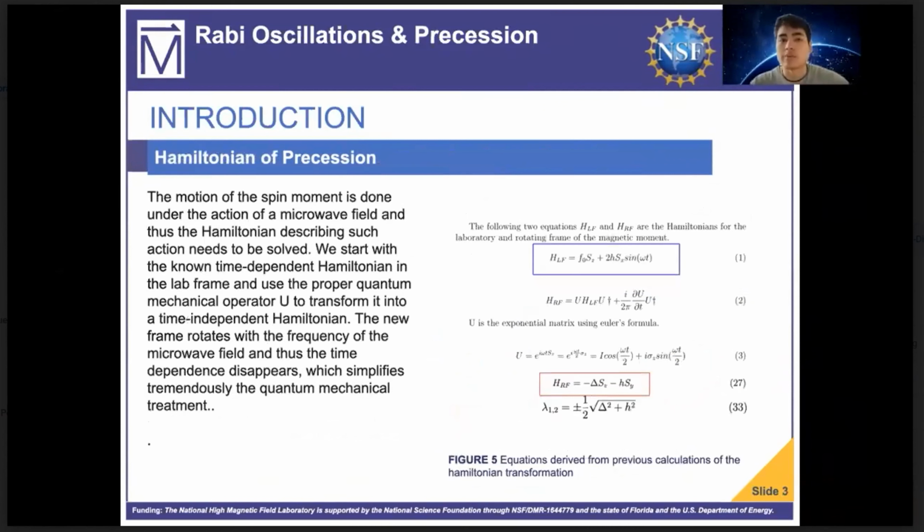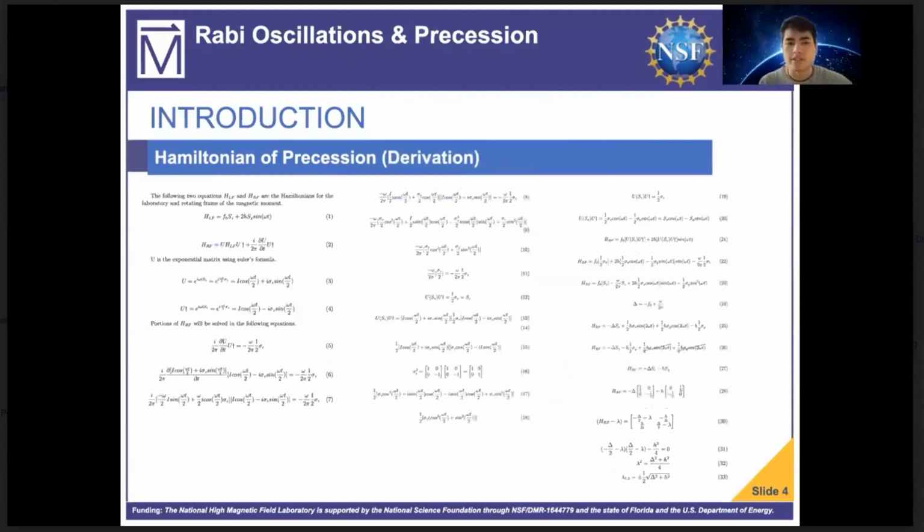Now, since we were plotting in QuTiP, we needed to plot the actual Hamiltonian of the rotating frame. That just makes things easier and more clear to see. But that Hamiltonian is written in the red box, where the initial Hamiltonian of the laboratory frame is in the blue box. If anyone has any questions, feel free to email me, but I don't have time to get into this right now.